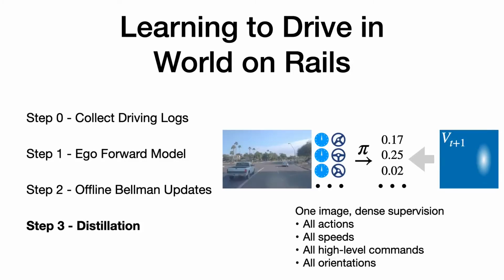And finally, we use the values to predict the outcome of all actions for each specific data point collected in our driving logs. We further augment our data by trying all driving speeds, all high-level commands, and a limited set of different orientations for the vehicle. For each training example, we now get much richer supervision from our value function. This leads to a more robust driving policy.